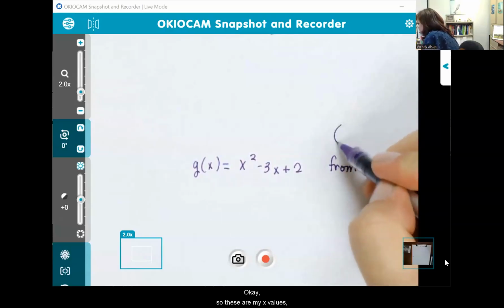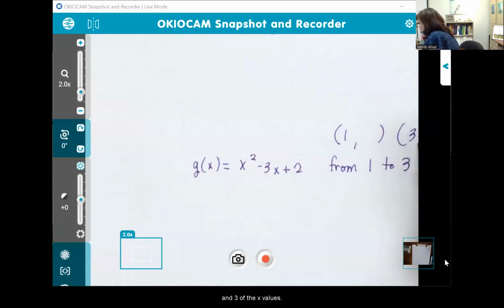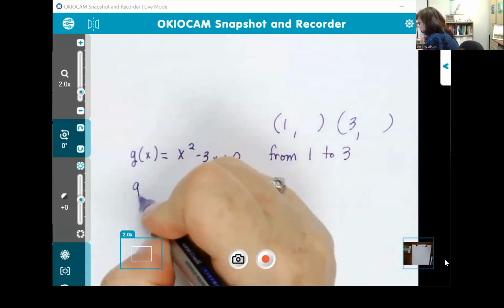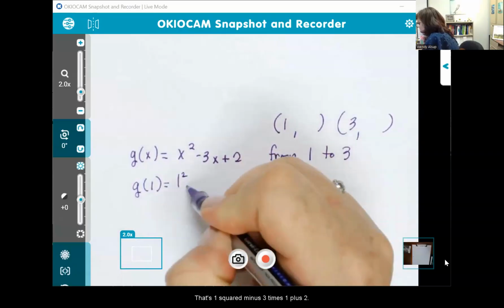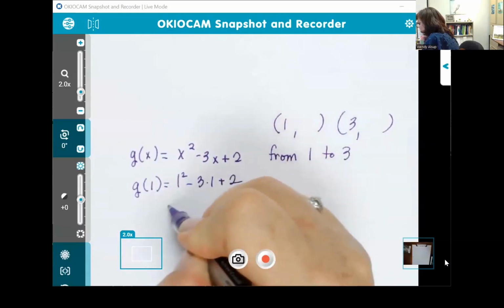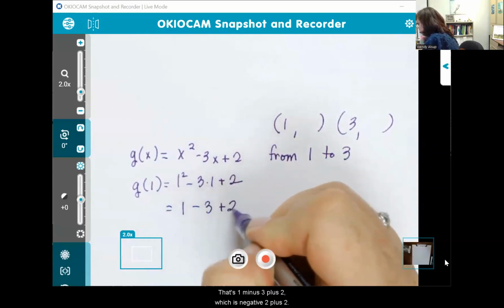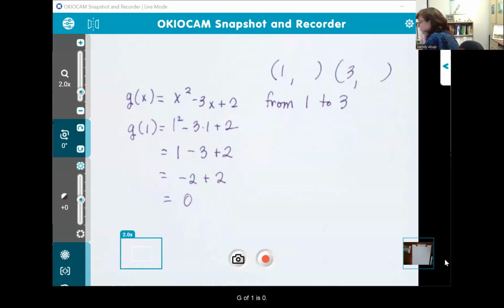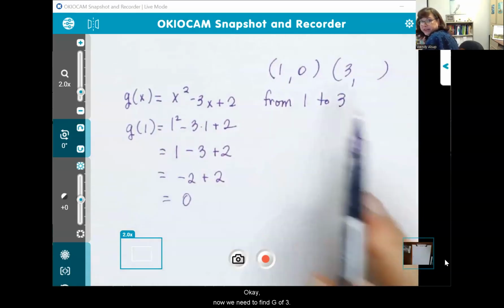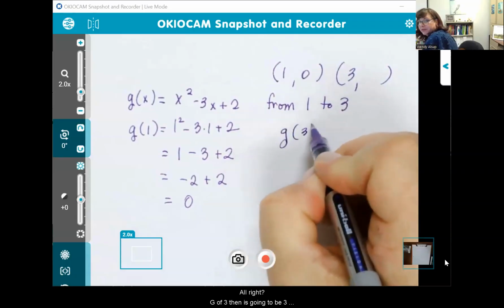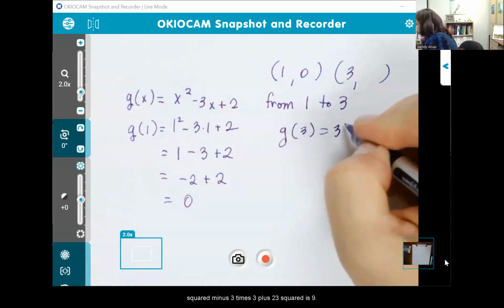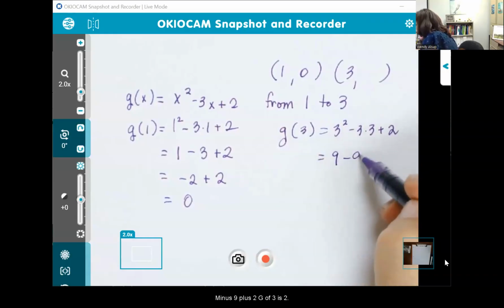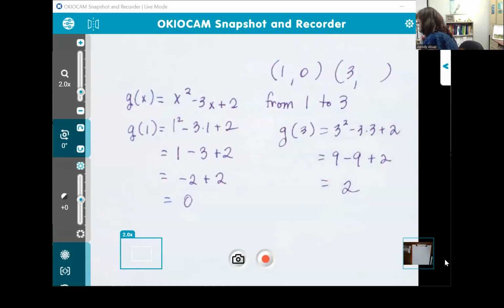So these are my x values, 1 and 3. I don't know the y values, so I need to find the y values that go along with this. What's g of 1? Well, g of 1 is pretty easy. That's 1 squared minus 3 times 1 plus 2. That's 1 minus 3 plus 2, which is negative 2 plus 2. G of 1 is 0. Now we need to find g of 3. G of 3 is going to be 3 squared minus 3 times 3 plus 2. 3 squared is 9, minus 9 plus 2. G of 3 is 2.